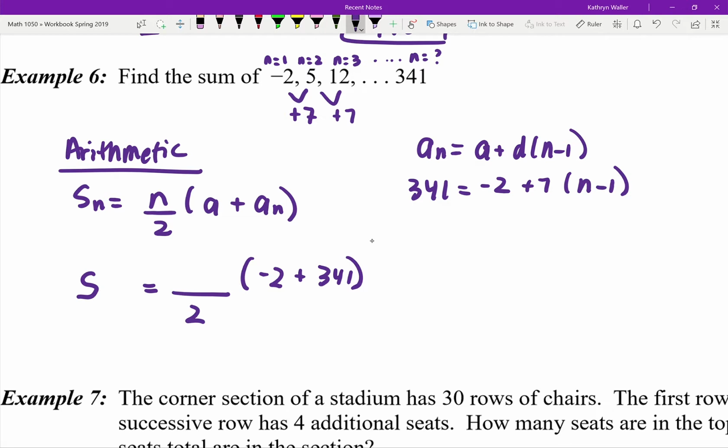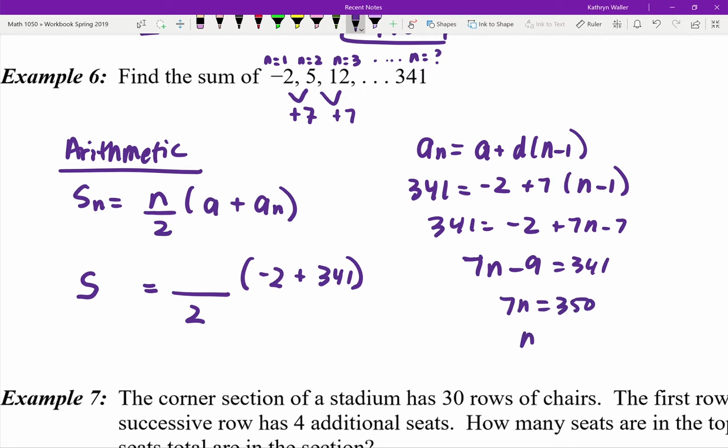Should I go negative 2 plus 7 is a positive 5 over there on the right? No. Distribute. So you get 341 equals negative 2 plus 7n minus 7. That gives me 7n minus 9 equals 341. Move your 9 over. 7n equals 350. Divide by 7. N equals 50.